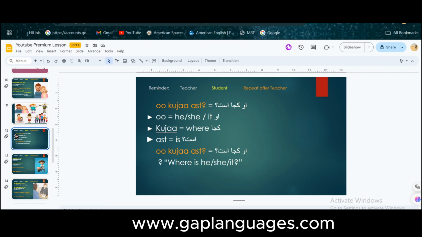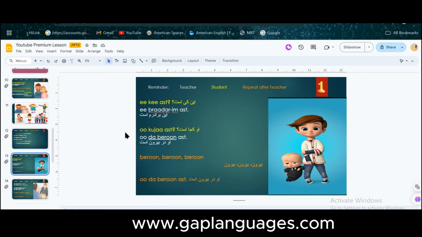As I said in the beginning of the audio, we would also talk about where. In Dari we say kuja. Okay, او کجا است. Both the written and the spoken form are the same. So here, u is again he, she, it, and kuja is where, ast is. Okay, u kuja ast. Where is he?